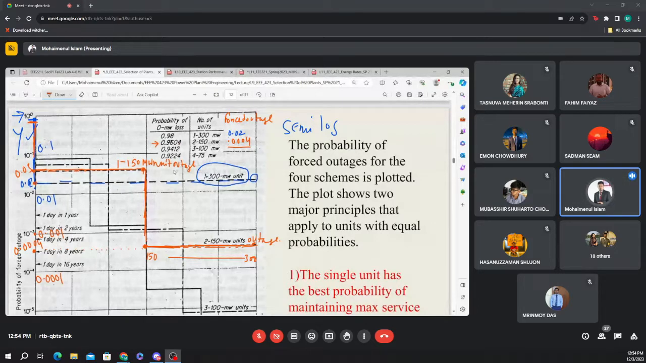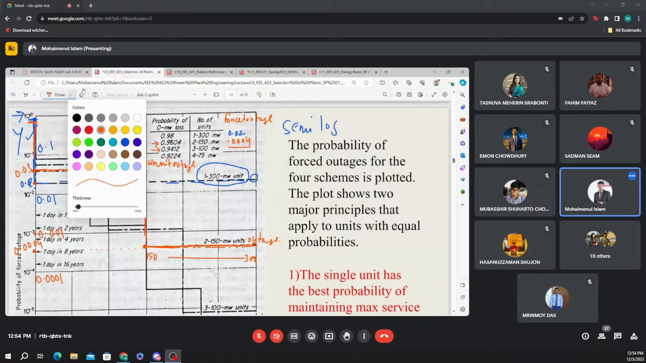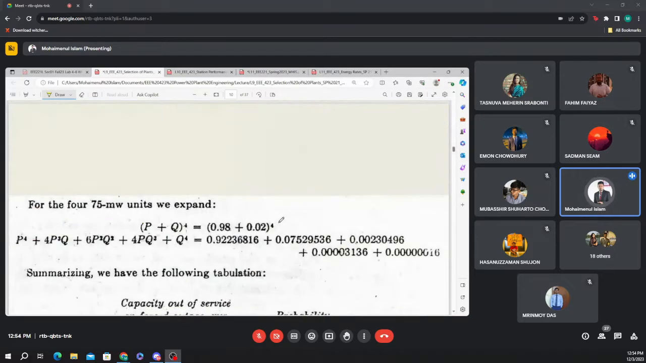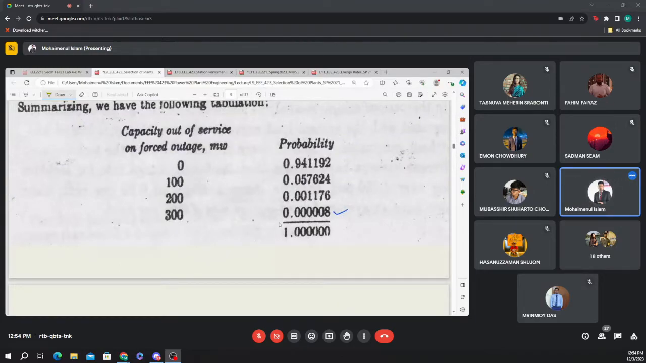Okay, now you can consider three 100 megawatt units, the third part of the plot. So the third part has three 100 megawatt units. The value is 0.94. If I take another color, then you can understand it clearly. Suppose this one, 0.94, maybe below that point. This is 0.94. Okay, so from here you can draw the line up to which point?